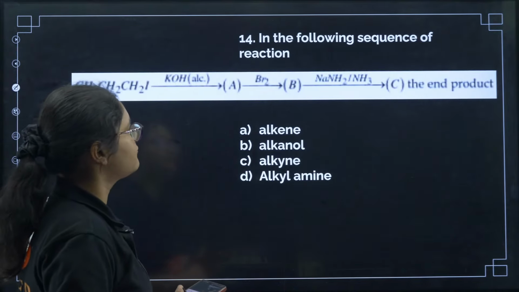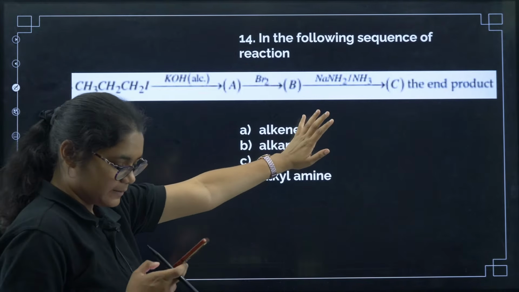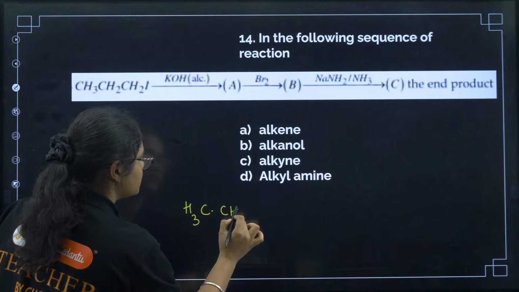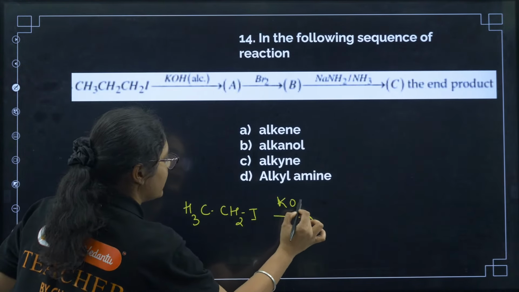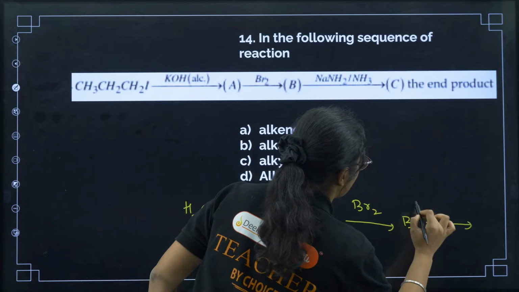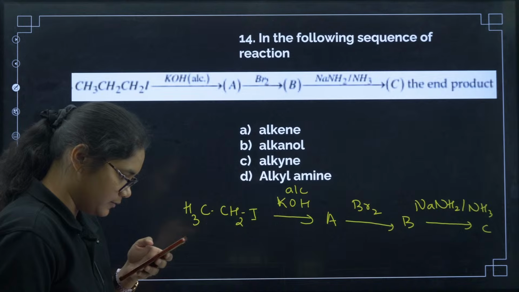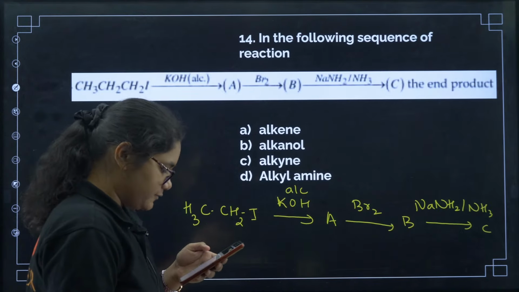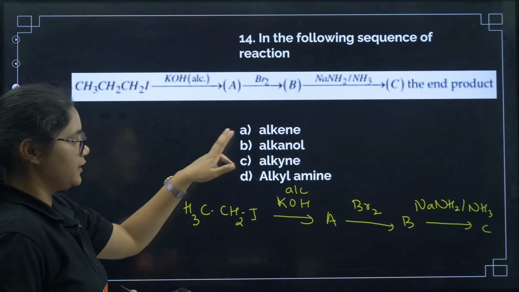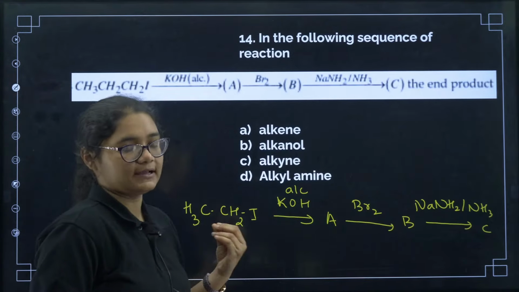Next, question number 14. In the following sequence of reaction, you have to find the reaction and tell me what is the final product. I hope this is visible. If not, I will just write down the question. This one is CH3CH2I, then you have alcoholic KOH. Then you get A, then you treat it with Br2 to give B. Then you take NaNH2 or NH3 and you get C. What is the end product here? Yes, very simple question. Students, can you tell me what will be the correct answer in this question? Whether it will be an alkene, alkanol, alkyne or alkyl amine.